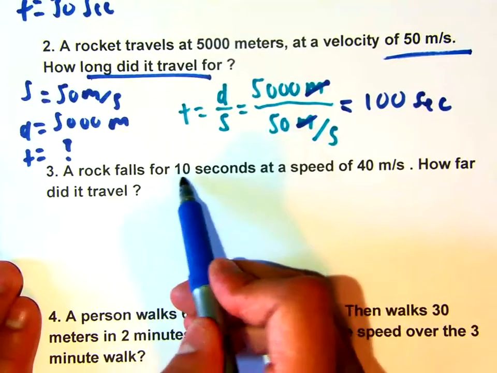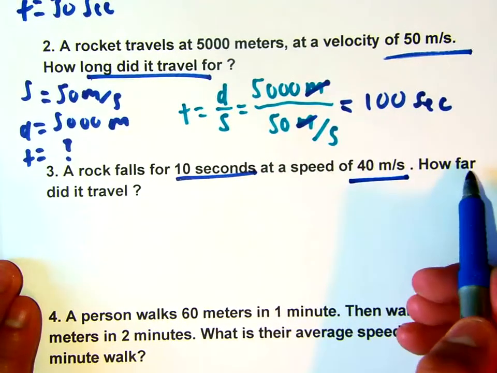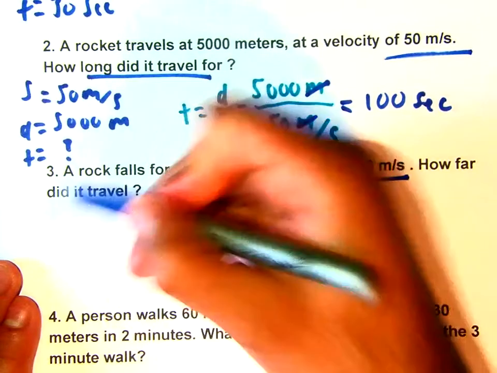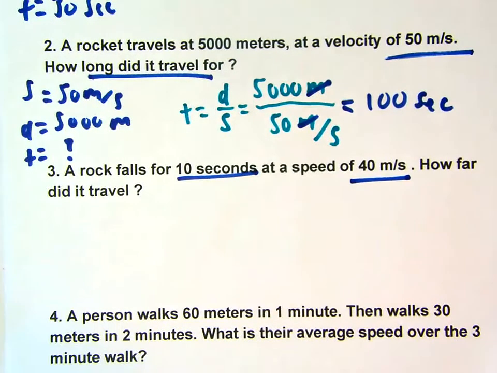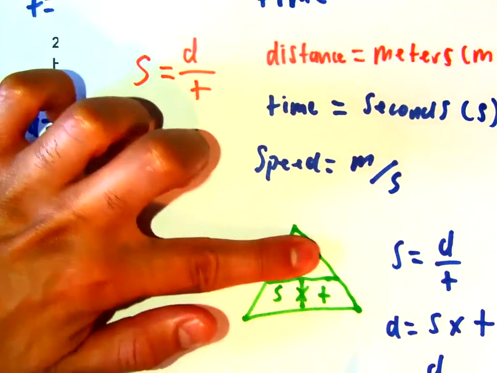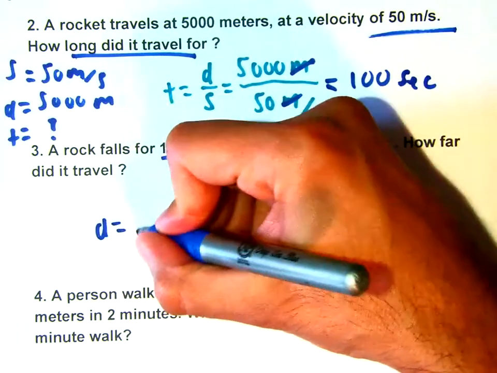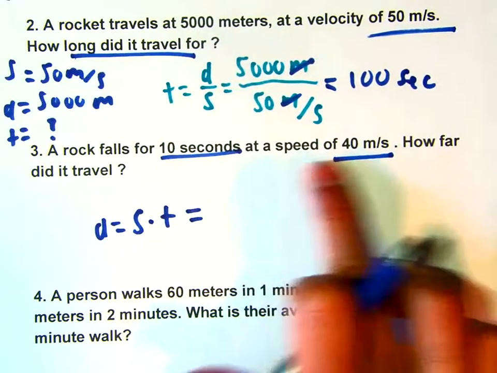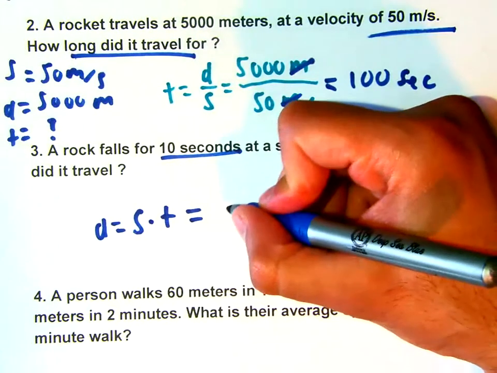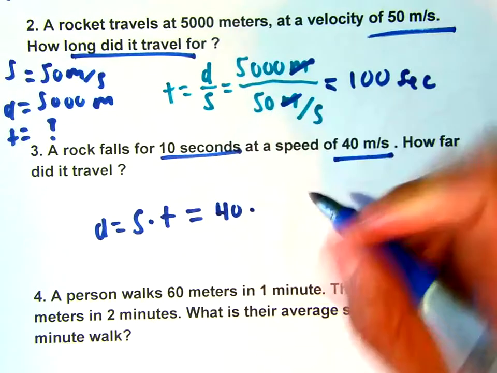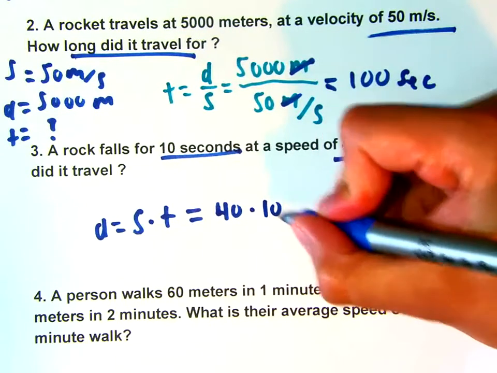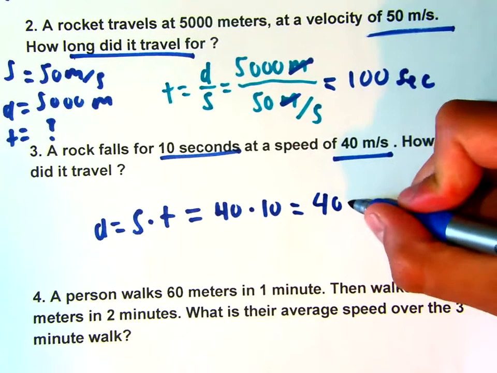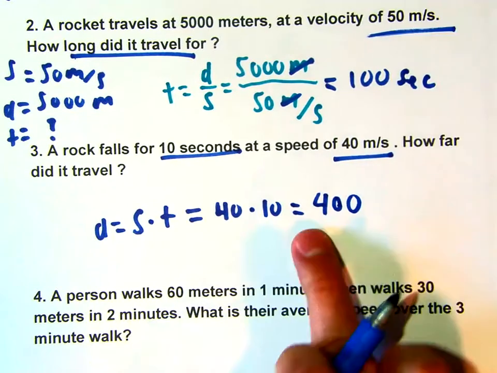A rock falls for 10 seconds at a speed of 40 meters per second. How far did it travel? I'm going to skip the listing part because once you get a little used to it, you can skip that part. Okay, so distance equals speed times time. Well, what's my speed? Speed of 40 meters per second, right? So I'm going to leave out the units for now. 40 times the time, 10 seconds, is going to give me a distance traveled of 400 meters.